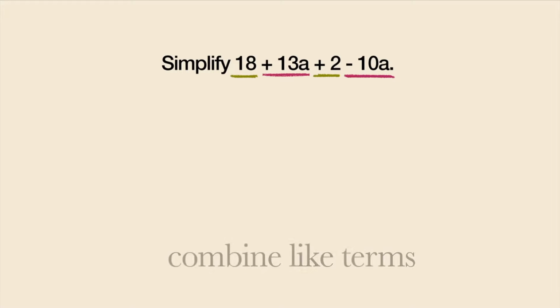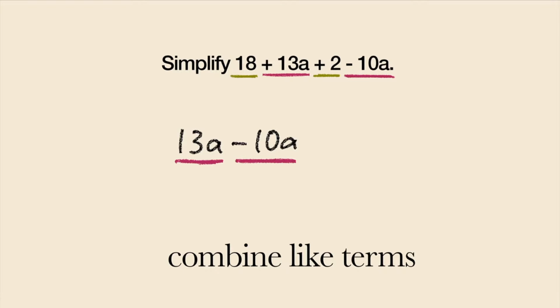These are four terms. And if we are told to simplify, our answer should have fewer terms. Let's see how it's done. Well, let's combine the like terms. Now, what does that mean? We should combine the terms that are similar. And a will combine with a, and the real number 18 will combine with the real number 2.